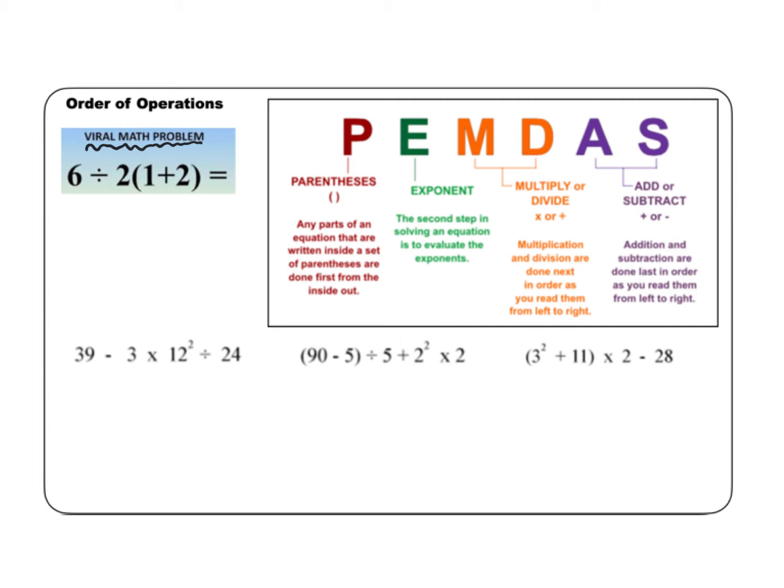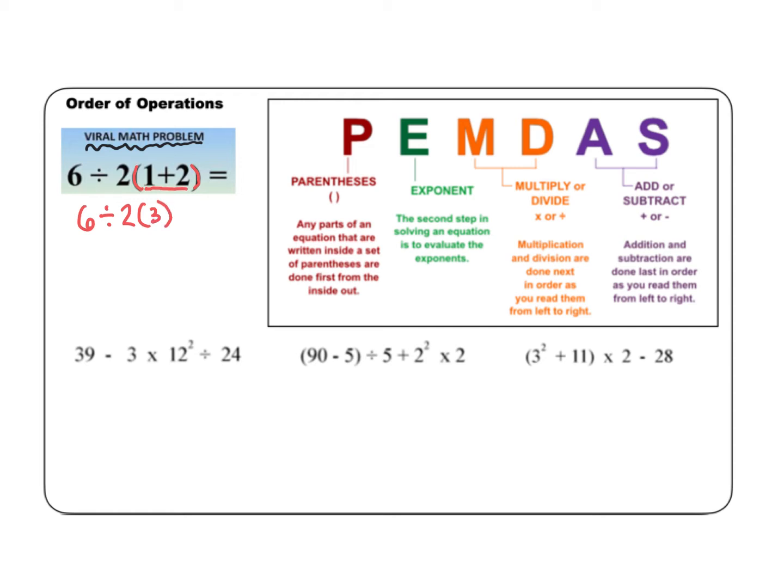So the viral math problem that only geniuses can solve. It looks like we have some parentheses here. So inside the parentheses, let's knock those out. So we get 6 divided by 2 times 3.